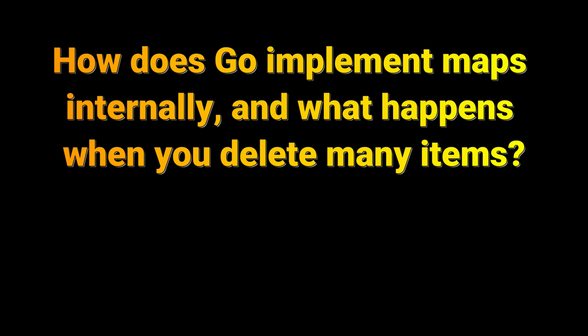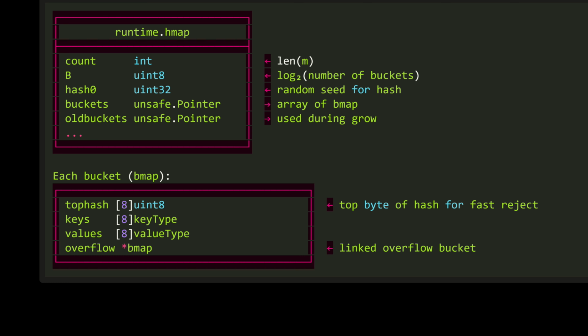Question: how does Go implement maps internally, and what happens when you delete many items? Internally, a Go map is a hash table. It stores data in buckets, with each bucket holding up to 8 key value pairs. The hash of a key decides which bucket it goes into. When the map gets too full, it grows by adding more buckets, and this growth happens gradually during writes to avoid slowdowns. However, the map never automatically shrinks.